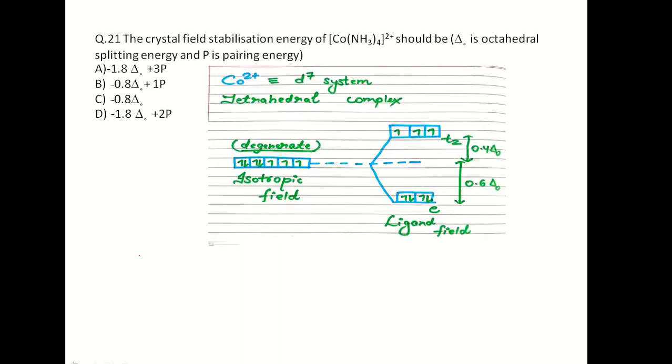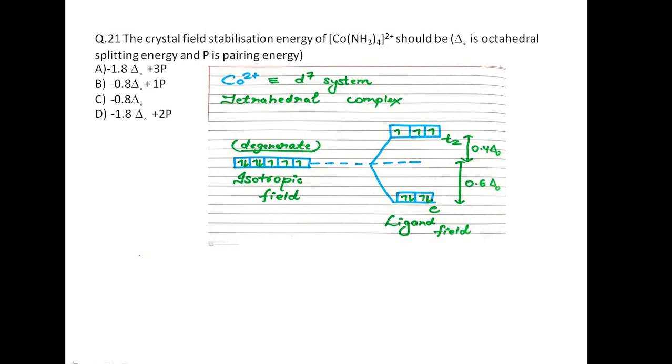Our next question is, the crystal field stabilization energy of tetraammine cobalt 2 plus should be, where delta naught is octahedral splitting energy and capital P is pairing energy. Alright, so see here, cobalt 2 plus is a d7 system. When you write the configuration, it will come 3d7. So cobalt 2 plus is a d7 system, and here the geometry will be tetrahedral.